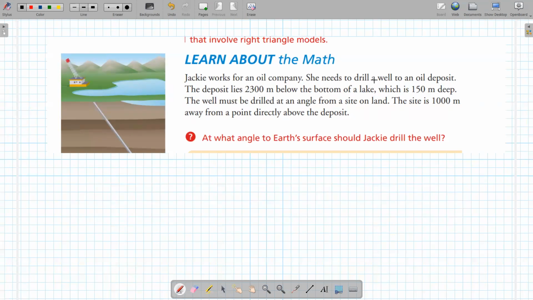So she needs to drill a well to an oil deposit. Where does oil come from? The ground. But what exactly is it though? Yeah, it comes from the ground, but what was buried in there for us to get oil now?